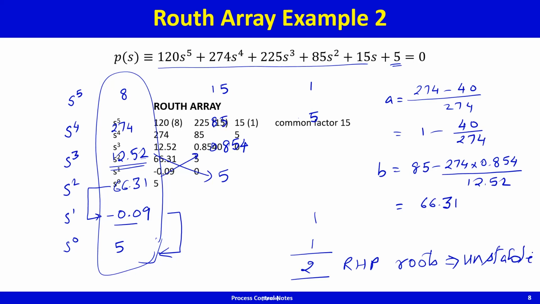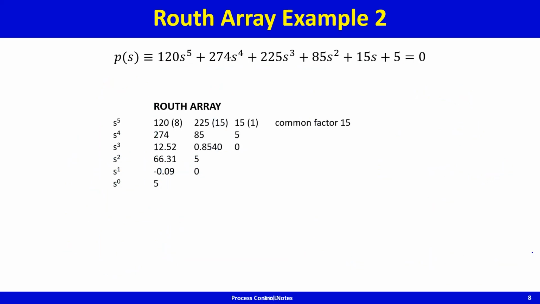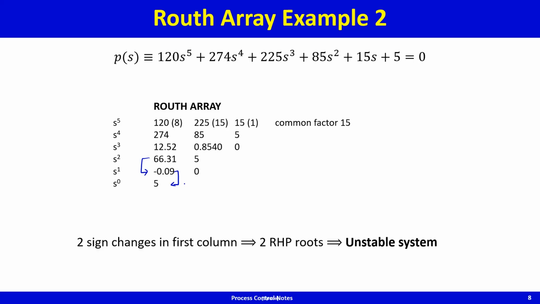So just a quick summary. This is the root array calculated as quickly shown, and because of the sign change in going from here to here and in going from here to here, there are two sign changes, therefore there are two roots in the right half plane, and therefore the system is unstable.